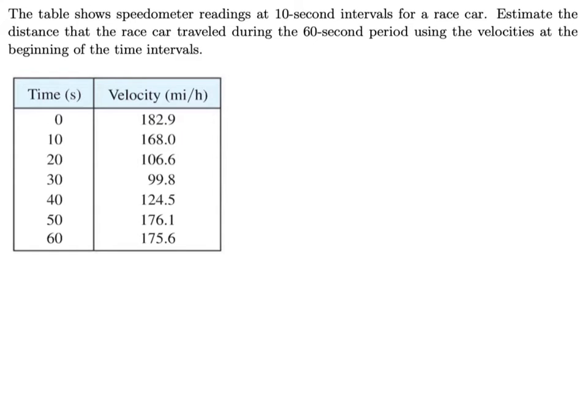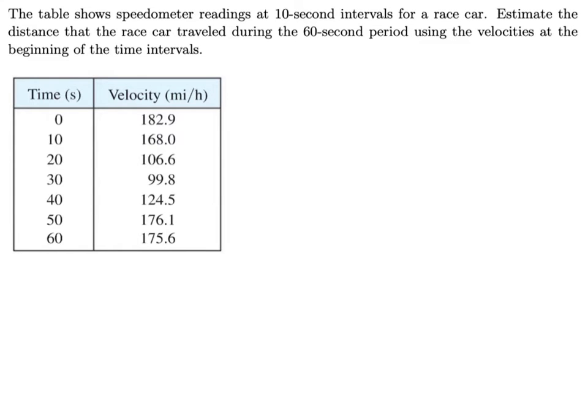So in this problem, we are given a table, and the table shows speedometer readings at 10-second intervals for a race car. So, for example, at time 0 seconds, the speedometer reading was 182 miles per hour. At exactly 10 seconds, the velocity was 168 miles per hour. So these aren't the velocities during the entire 10-second interval. They're just the velocities at specific times, like the instantaneous velocity. Like somebody took a picture of the speedometer at 10 seconds and it said 168 miles per hour.